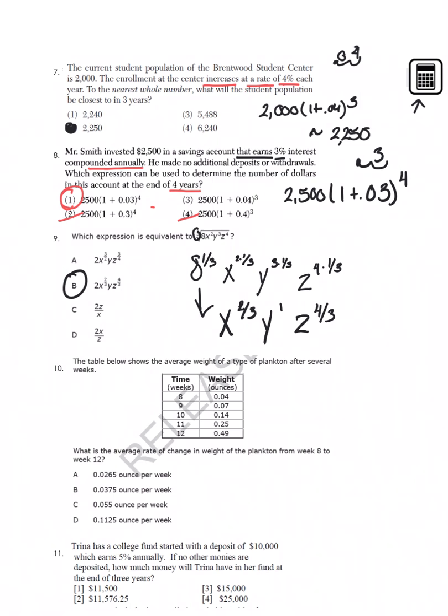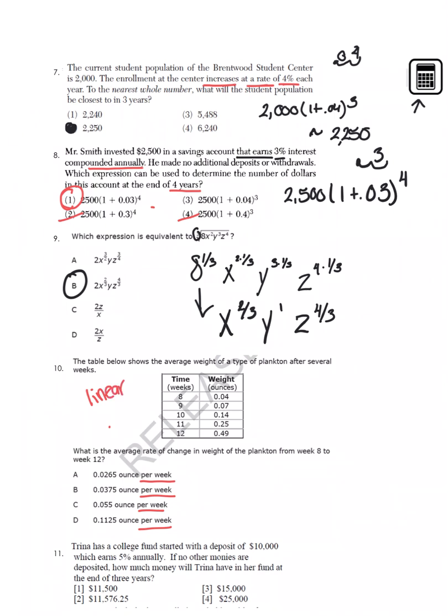Okay, number 10. The table below shows the average rate of the type of plankton after several weeks. What is the average rate of change in weight in the plankton from week 8 to week 12? Okay, so some keywords that I see in my answer choices are per week, per week, per week, per week. And those were keywords for slope. So this one right here is a linear change.